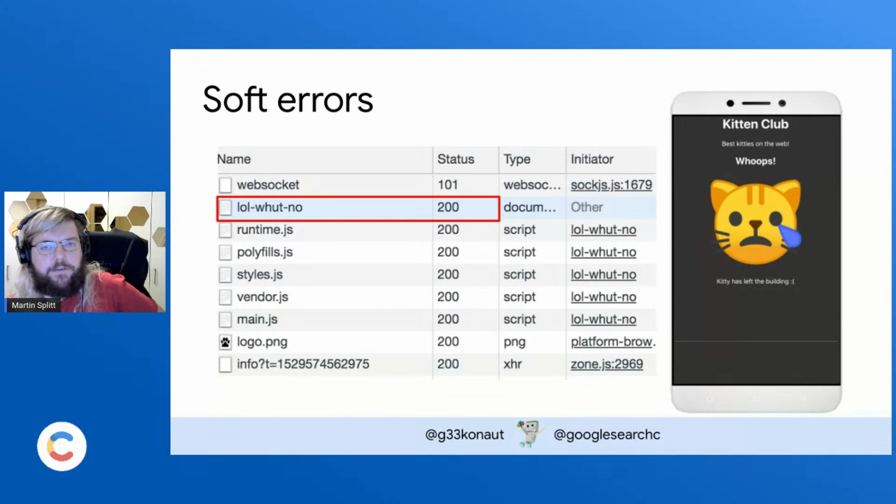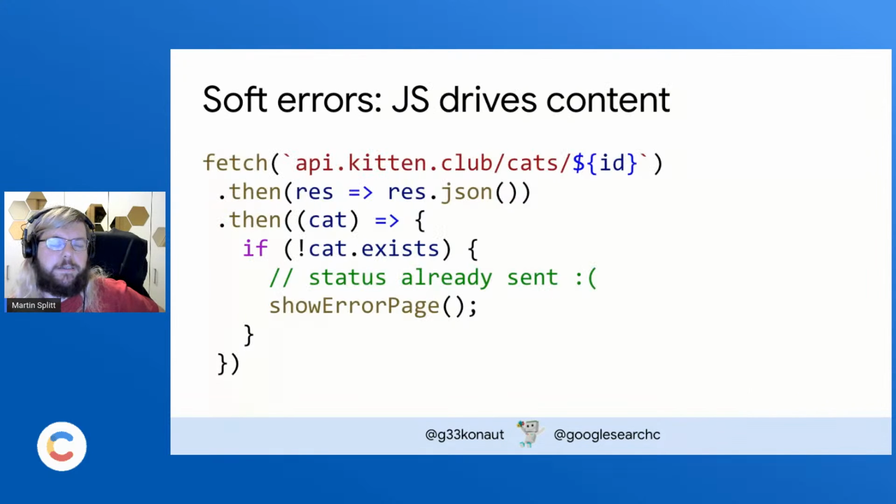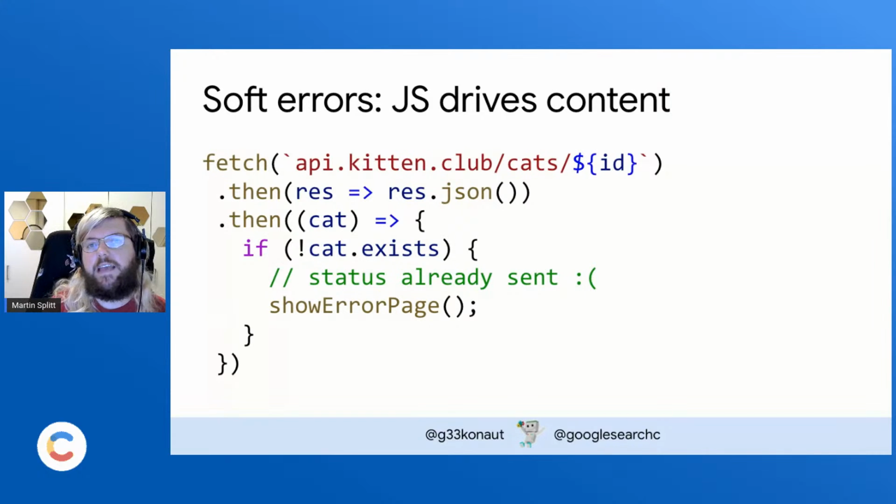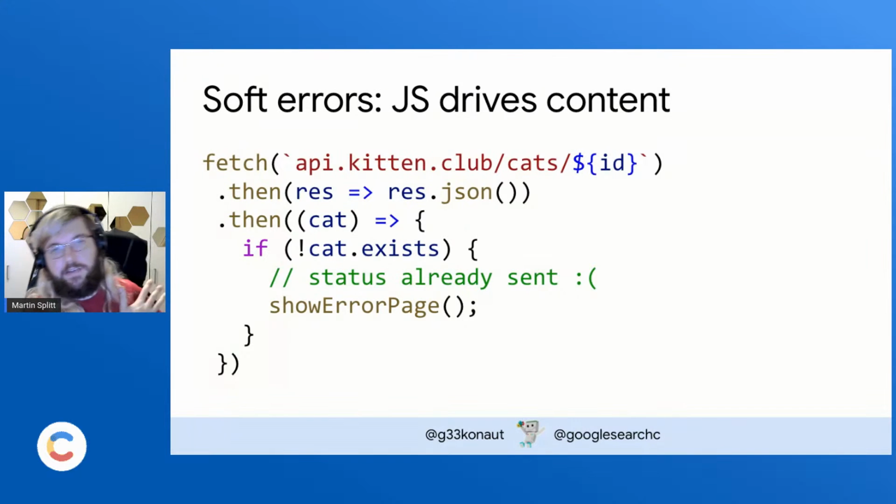Why? We have HTTP statuses for this. Why doesn't this say 404? Oh, it's because of the way that it's implemented. So in this application, the server always serves a 200 OK and the index HTML file that then loads the JavaScript file of the application. And then it takes the ID from the URL, in this case lol would know, and makes an API call. The API call comes back with some response. We check, oh, this cat doesn't actually exist. So we show an error page. But the HTTP status has been sent. The server says 200 OK. There's no way of us now changing this in JavaScript.